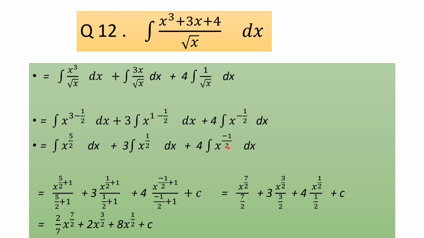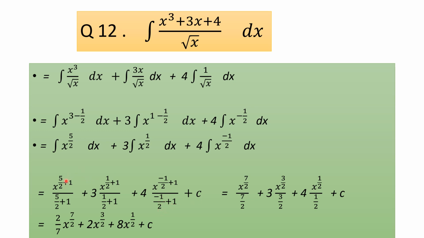Now you will be applying the formula: integration of x power n is x power n plus 1 upon n plus 1. Okay. So what do you write here? x power 5 upon 2 plus 1 upon 5 upon 2 plus 1. 3 as it is, x power 1 upon 2 plus 1 upon 1 upon 2 plus 1, plus 4 as it is, x power minus 1 upon 2 plus 1 whole upon minus 1 upon 2 plus 1, plus c.